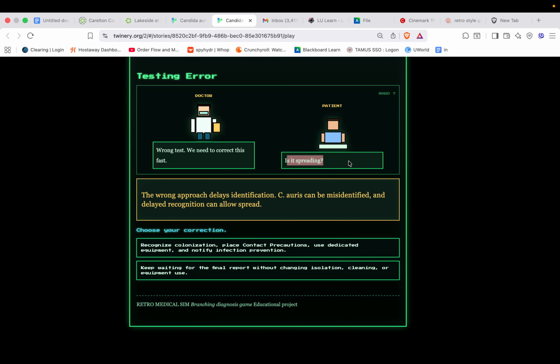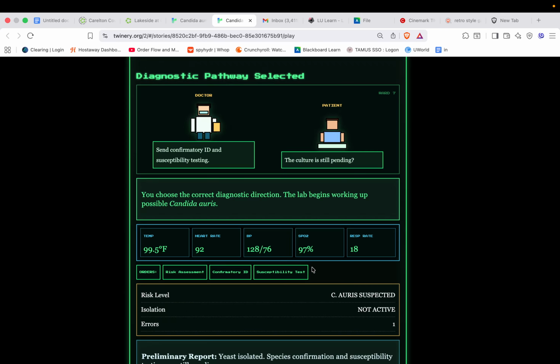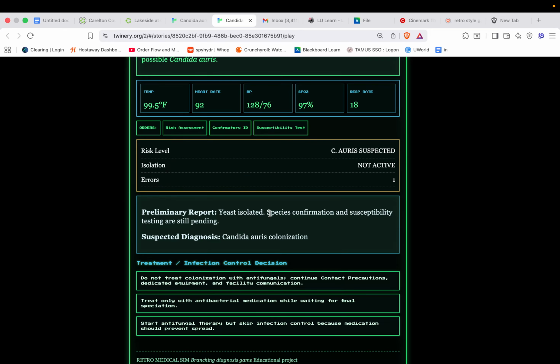And then there's a little quote up here, and the patient shaking. Wrong test. We need to correct this fast. You either do the test or keep waiting for the final report without changing isolation, cleaning, or equipment use. We can choose this one. It shows the correct diagnostic direction. So here the patient stopped shaking. The lab begins working up possible Candida auris.